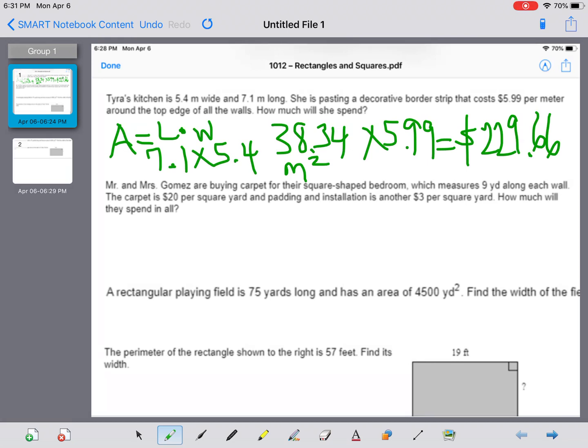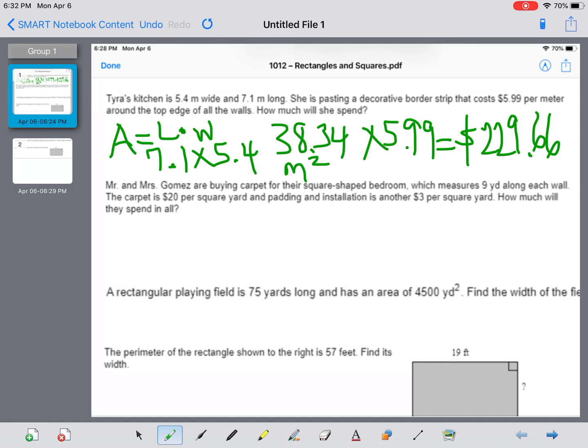Next example, Mr. and Mrs. Gomez are buying carpet for their square-shaped bedroom, which measures 9 yards along each wall. The carpet is $20 per square foot, and padding and installation is another $3 per square yard. I probably said per square foot for the carpet, but I meant square yard, sorry. How much will they spend in all?